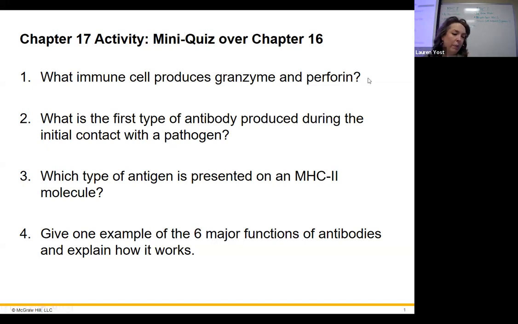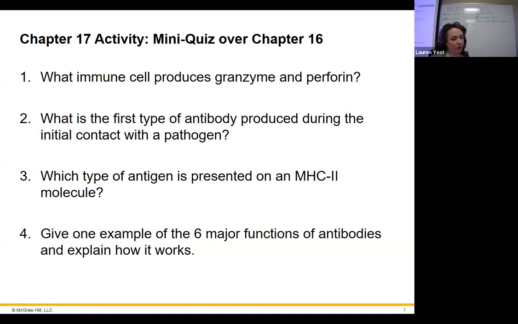All right, which type of antigen is presented on MHC2? So this is going to be two choices, either outside or inside, right? Inside looks more like the 1 than the 2 does. So that's how I remember it. But so MHC2, stuff from outside, exogenous antigen. And that's going to be presented by APCs only, right?